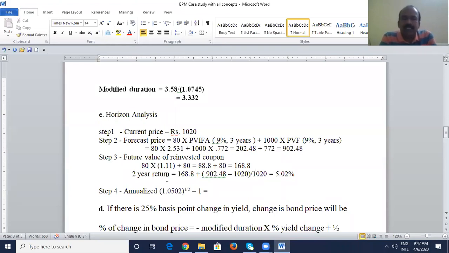So the 2 year return. How do we get that? Coupon interest plus changes in the bond price. So coupon interest is 168.8, that is reinvested, plus the bond price is coming down. That is 902.48 minus 1020. The bond price is coming down, so he is receiving a capital loss. Divide by the original bond price, that is 1020, and that is 5.02%. So how do we get the annualized return? 1 plus R power 1 by N minus 1. So 1 plus R, that is 1.0502, power 1 by N, that is 1 by 2, minus 1, and you will get the annualized return.